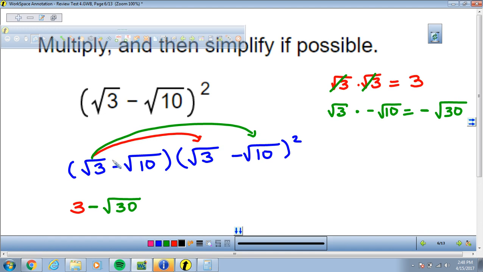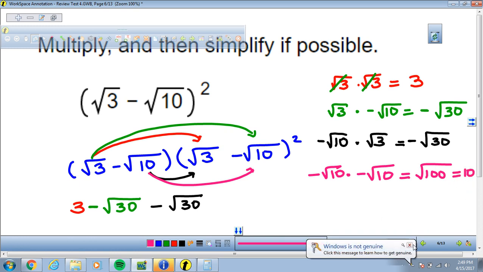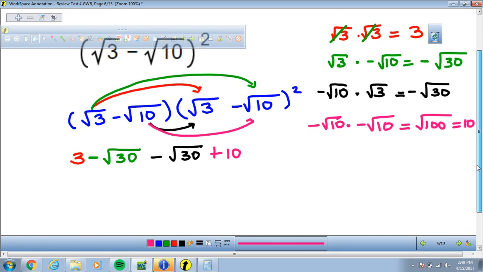Then we already did square root of 3 times this 2. Now negative square root of 10 times the square root of 3. Something similar as the previous multiplication. Negative times the positive, negative square root of 30. You multiply the 10 times the 3. So negative square root of 30. And then negative square root of 10 times negative square root of 10. Negative times a negative, it's a positive. And the square root of 10 times 10 is the square root of 100, which you know is 10. Positive 10.